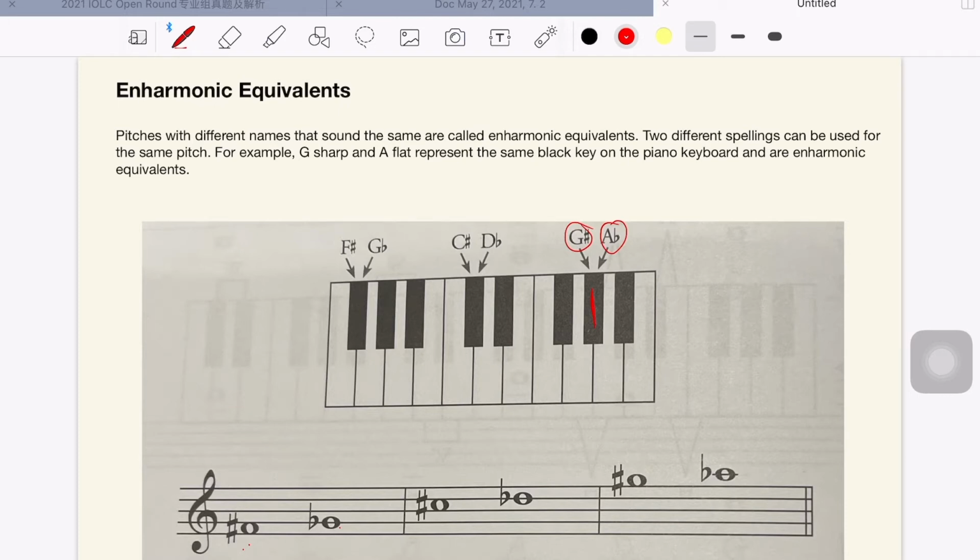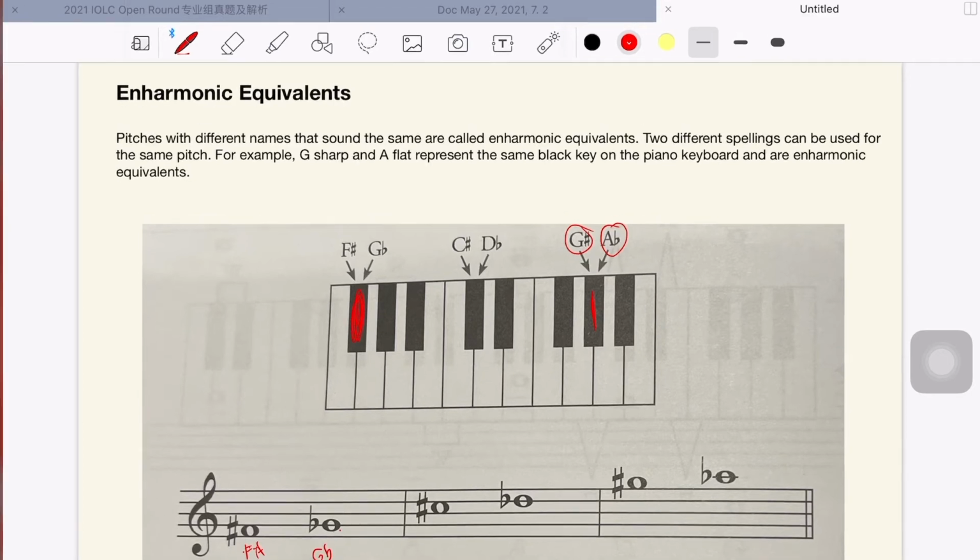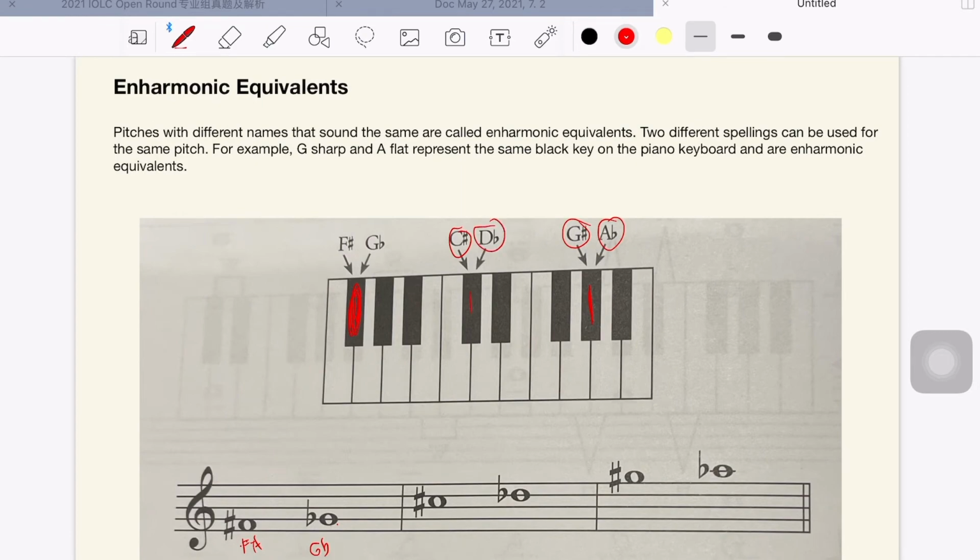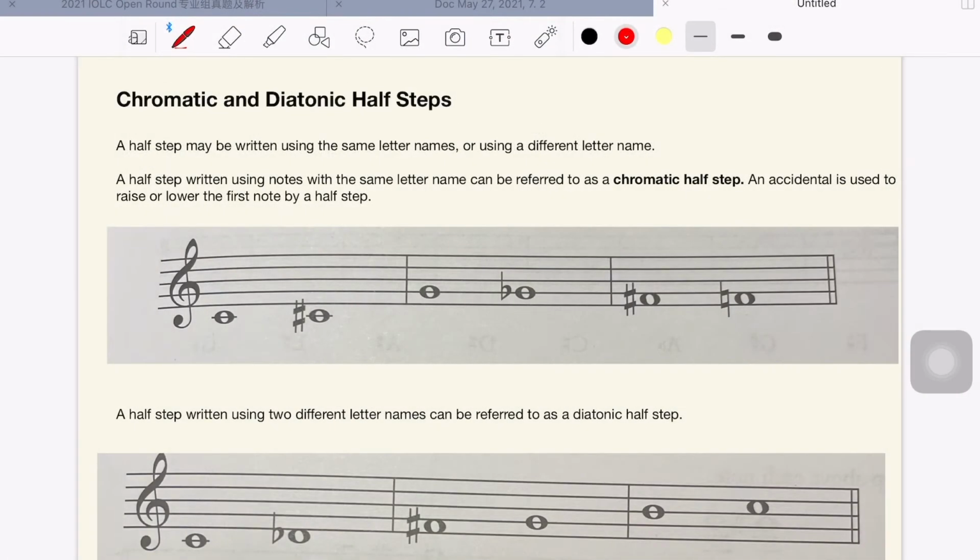And here we have other examples. This is F sharp and G flat, which is this black key, or C sharp and D flat, which is this black key. Now that we know all this, we can move on to chromatic and diatonic half steps. We know that there's a whole step and there's half steps, but there's actually two types of half steps. The first type is called a chromatic half step. It's basically a half step that's written using notes with the same letter name.